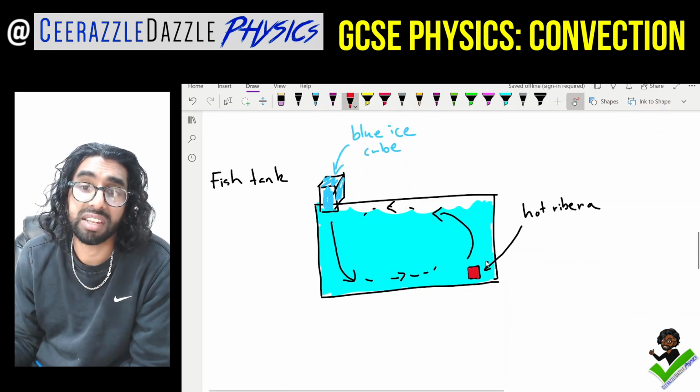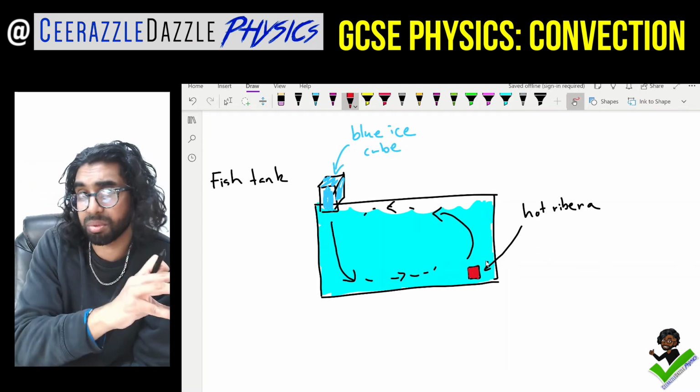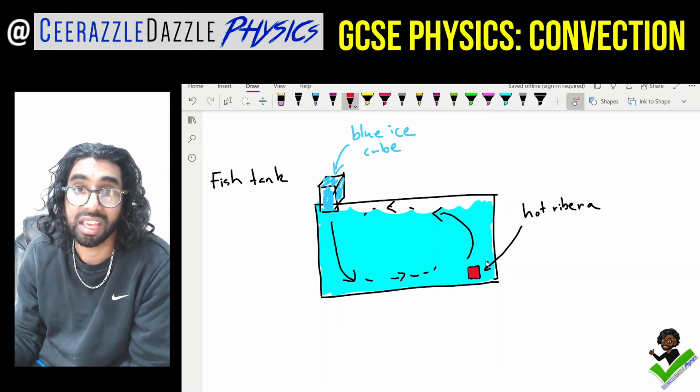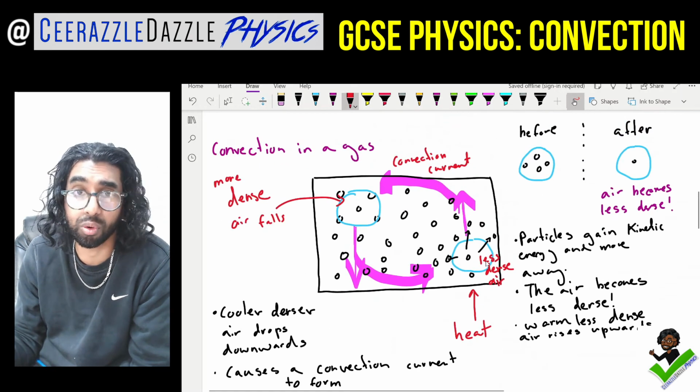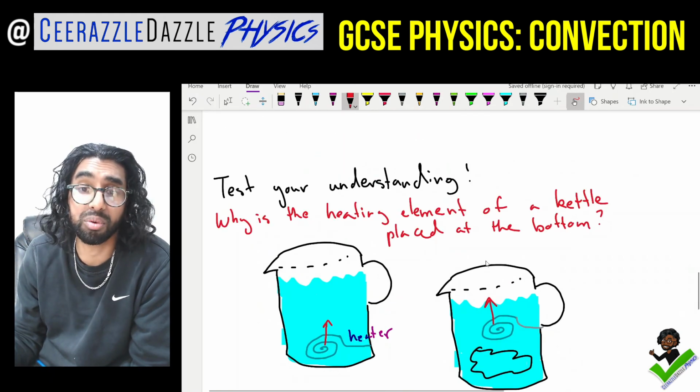Scrolling down, we then said fish tank, guys. We've got the blue ice cube on one side and the hot Ribena on the opposite side. Well, hopefully we know that this will also set up a convection cycle. So not only does it occur in a gas, it also occurs in a liquid. And then last of all, we then give you the example of number one.